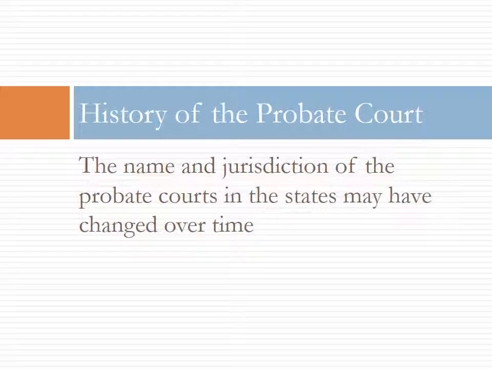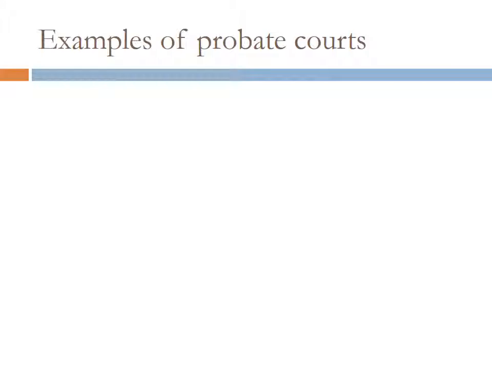This is kind of restating it in a different way, that the names and the jurisdictions, meaning the areas of which the court had or could make rulings, have changed over time. So this is something that you need to be aware of. Now here's some examples of some different probate courts throughout the United States, meaning the names change.